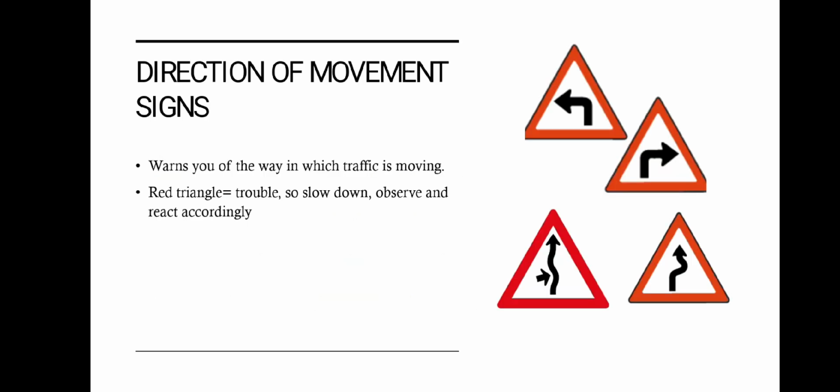Now let's look at direction of movement signs. These signs tell you how the traffic around you is flowing. They use red triangles because, again, triangle equals trouble, or at least caution. Their purpose is to warn you of changes in traffic patterns. For example, a sign with 2 arrows pointing in opposite directions shows you that there's two-way traffic ahead. That means you must stay on your side of the road. Another example, a sign with 2 arrows merging into one, means there's traffic joining from one side into the other.